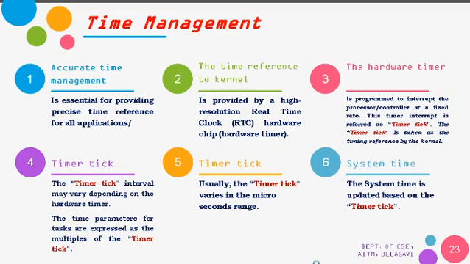The timer tick interval may vary depending on the hardware timer, and the time parameters for the task are expressed as multiples of the timer tick. The timer tick usually varies in the microsecond range, and the system time is updated based on the timer tick.